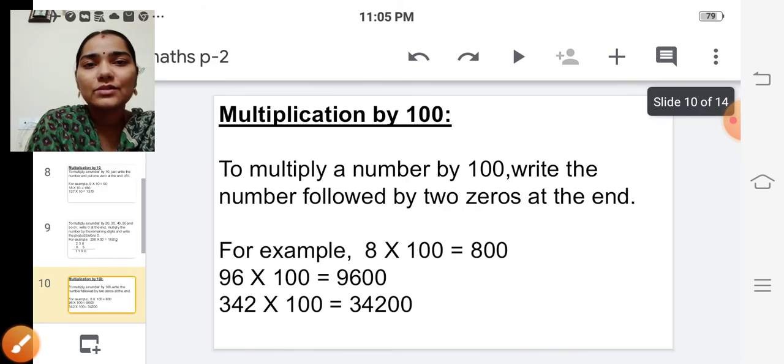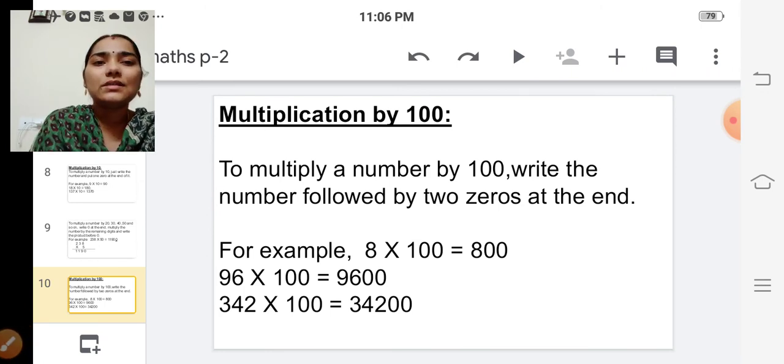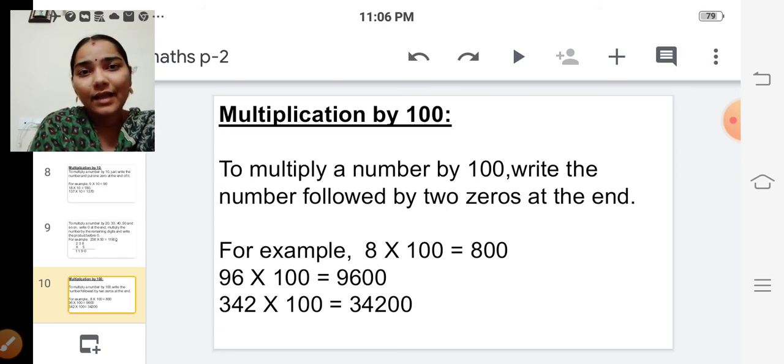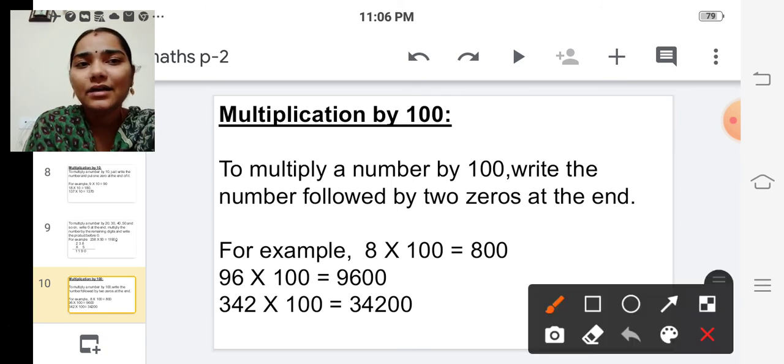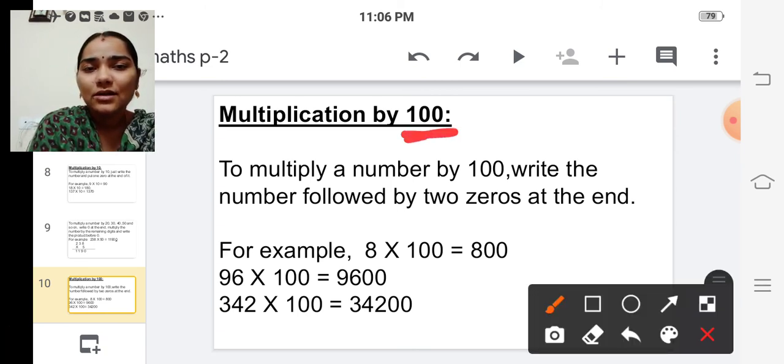So shall we move on to the next one? So next one is multiplication by 100. So it's just like multiplication by 10. What we have done in a number multiplied by 10? We wrote the same number, and we put 0 at the end, isn't it? Because in the number 10 we have only one 0, isn't it? But in the number 100 we are having 2 zeros, isn't it?